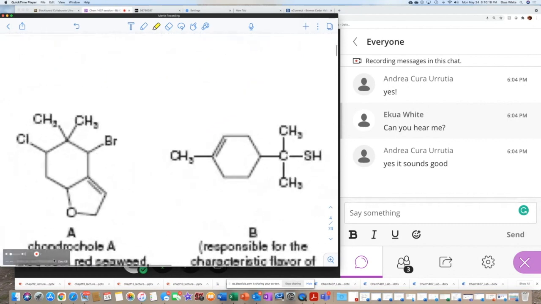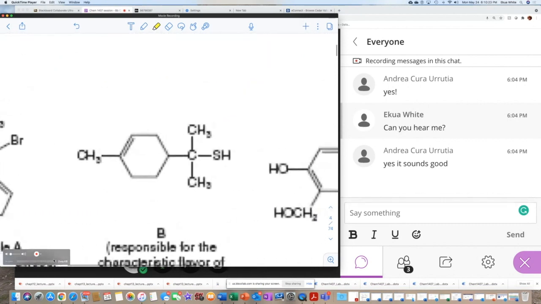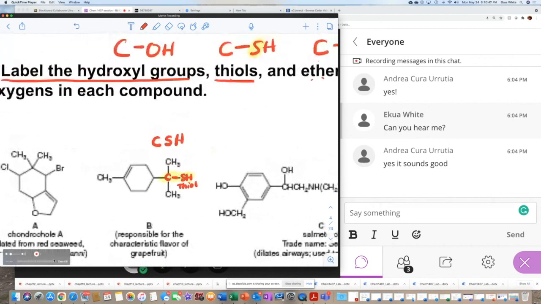So let me go through here. Let me zoom this in. I don't see any S here. Ooh, there is an S, right? Do I see that combination I'm looking for? A C attached to an S attached to an H. Yes, right here. You all see that? So this will be my thiol right there.